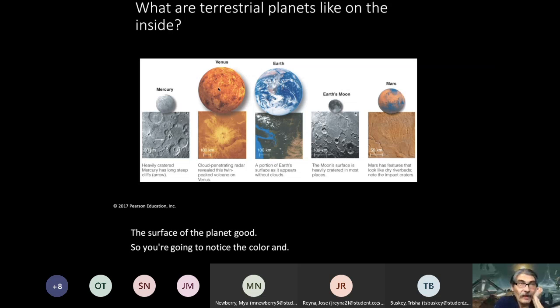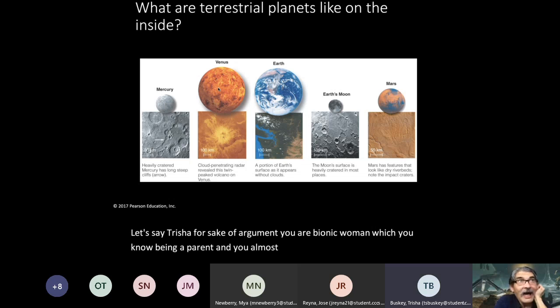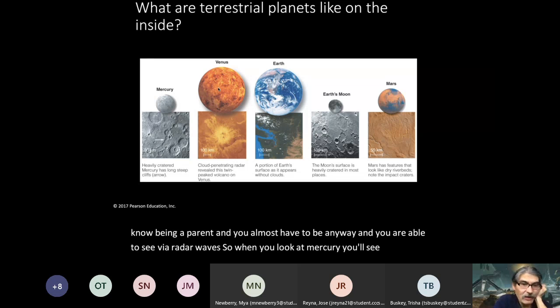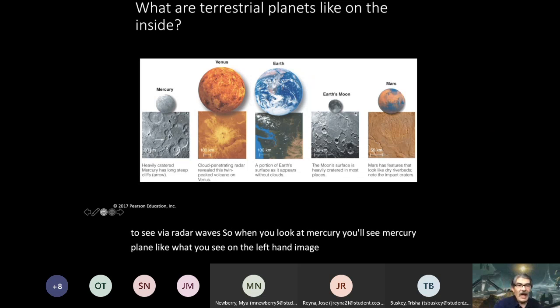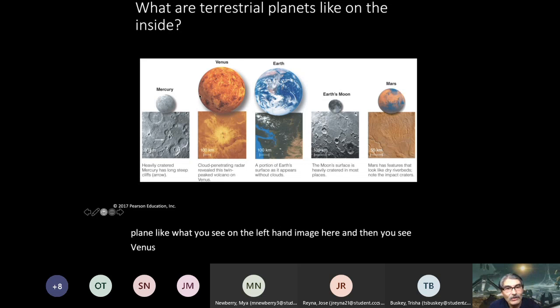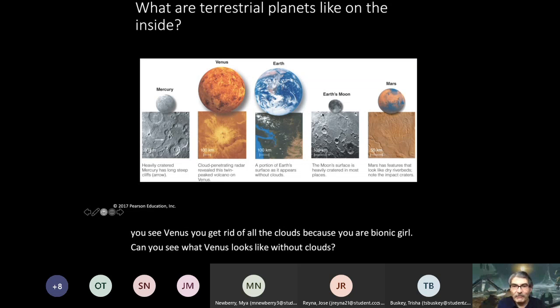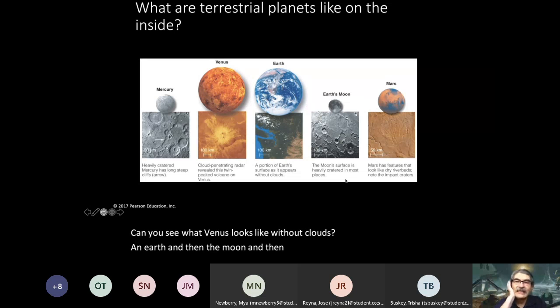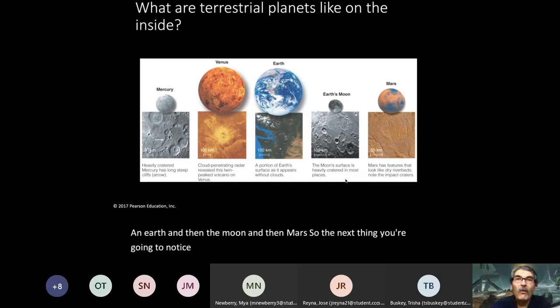And let's say, Tricia, for sake of argument, you are bionic woman, which, being a parent, you almost have to be anyway. Right. And you are able to see via radar waves. So when you look at Mercury, you'll see Mercury playing, like what you see on the left-hand image here. And then you see Venus, and you get rid of all the clouds because you are bionic girl. And you see what Venus looks like without clouds, and Earth, and then the Moon, and then Mars. So the next thing you're going to notice is the color of the surface. What else are you going to notice?